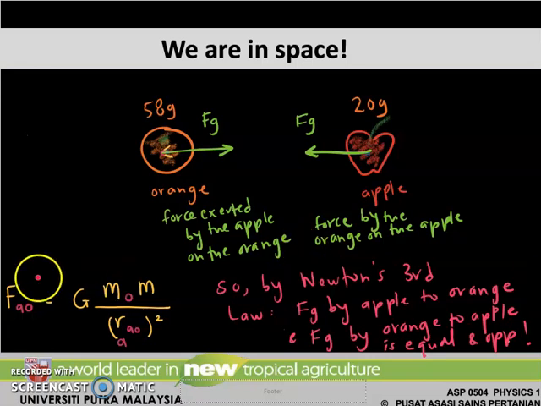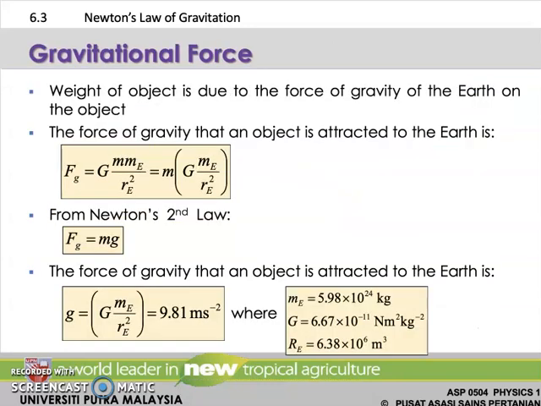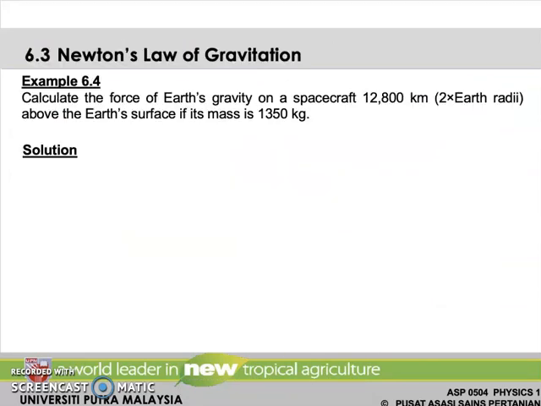Okay, so let's take a look at another example. Let's take a harder one. Not that hard, but a little bit harder. Okay, calculate the force of Earth's gravity on a spacecraft 12,800 kilometers, which is 2 times the Earth's radius, above the Earth's surface if the mass is 1350 kilograms.